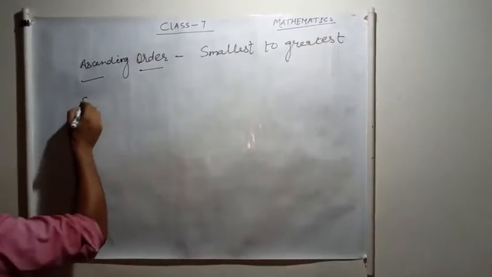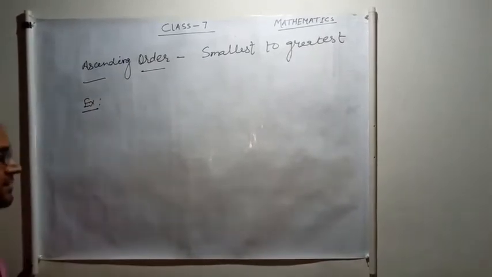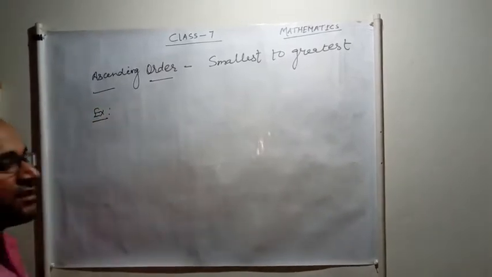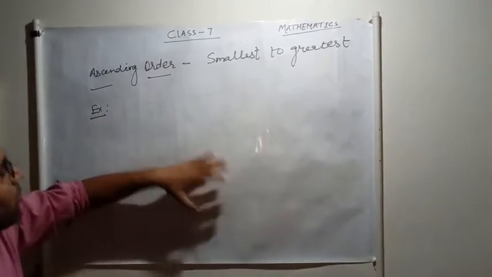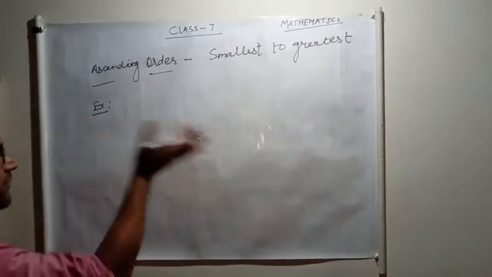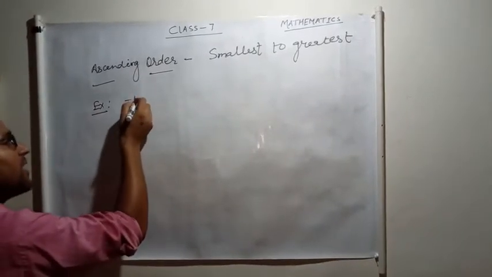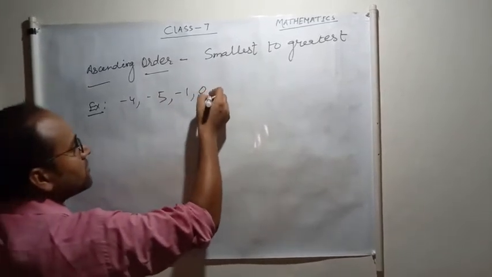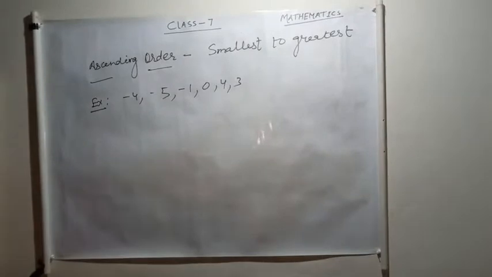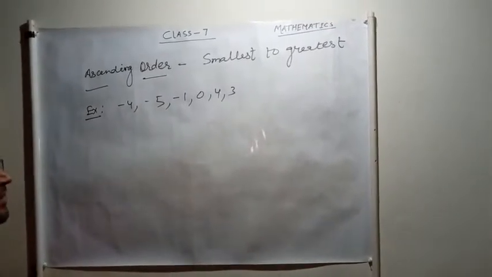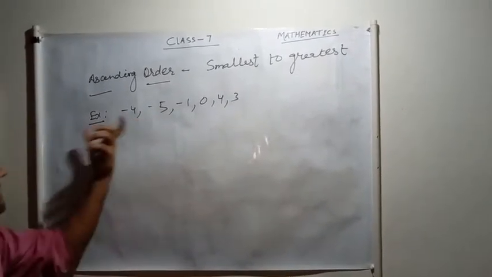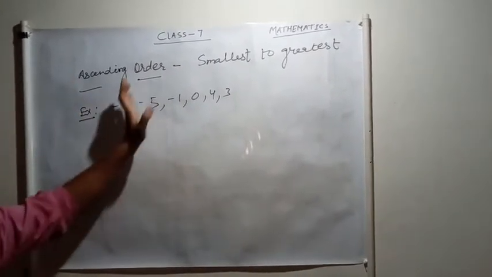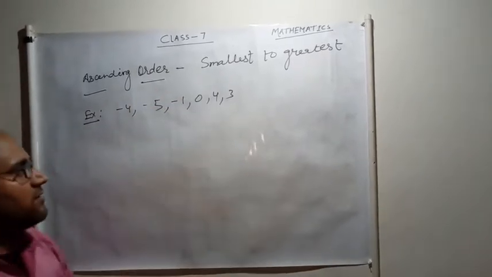First we find the smallest number for the given integers. For example, see this one, this example is very important. If you understand this one, you will solve any type of problem given on ascending order very easily. I have taken -4, -5, -1, 0, 4, 3. By seeing this example, I am going to show it. First, we are going to find the smallest one.